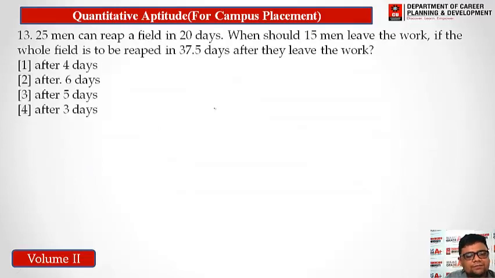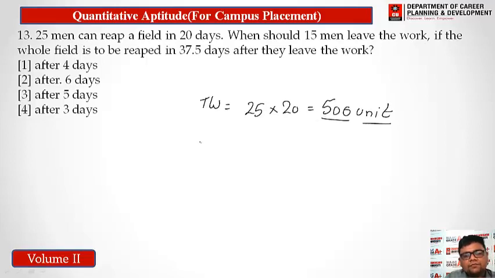Let us move to the next question. Question number 13 is saying 25 men can reap the field in 20 days. So the total work we can definitely find out. 25 multiplied by 20, we have 500 units of work, right? Now when should the 15 men leave the work if the whole field is to be reaped in 37.5 days after they leave the work? Okay, after they leave the work.